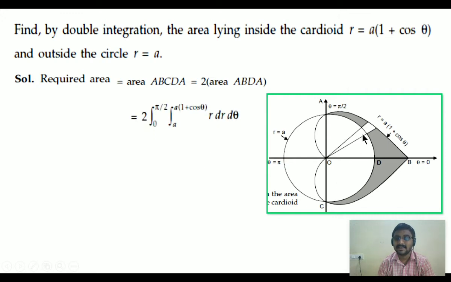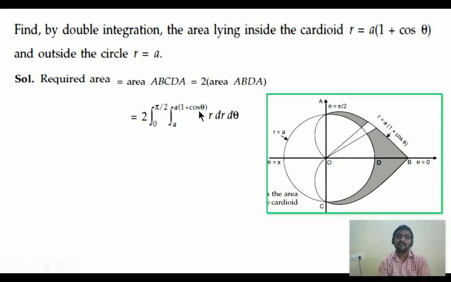So r varies from a to a into 1 plus cos theta. For the upper part, theta varies clearly from 0 to only pi by 2. Don't take theta as pi. Here we only have to find the area in the first quadrant, that is, theta moves from 0 to pi by 2. The upper half area is multiplied by 2 because the region is symmetrical about the initial line, so twice the area is there.